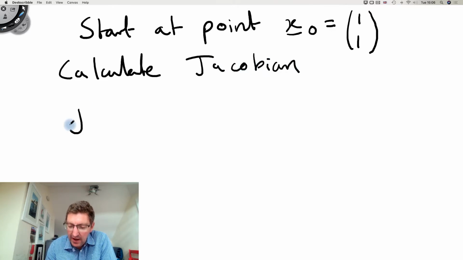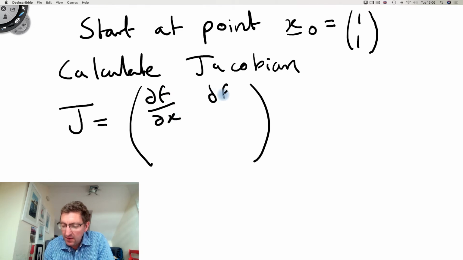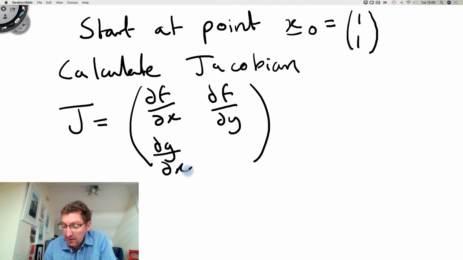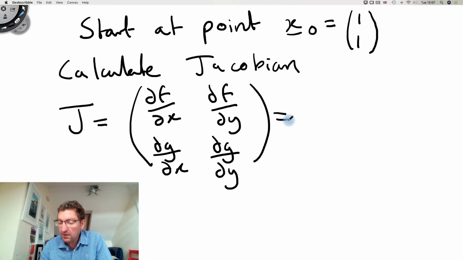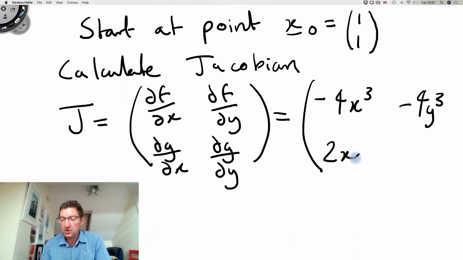For this problem, J, remember, is a container for your first derivatives. So you have df by dx, df by dy on the top, and then you have dg by dx, dg by dy. And we just go through our basic calculus, and we find that it's minus 4x cubed for df by dx, minus 4y cubed for df by dy, 2x for dg by dx, and minus 2 for dg by dy.